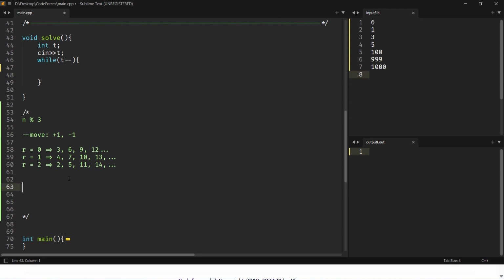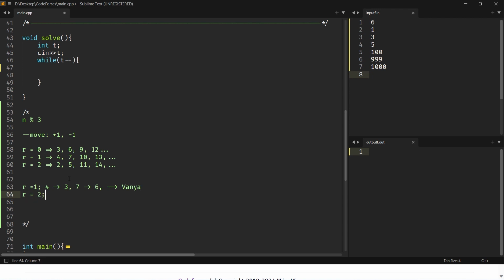So let's take an example of remainder equals 1. I'll take the example of 4. Vanya can simply subtract 1 from it and it becomes 3. The number becomes divisible by 3. Let me take another example of remainder 1: 7. If n is 7, the remainder is 1. They can reduce it by 1 and it will become 6. Again, Vanya wins.